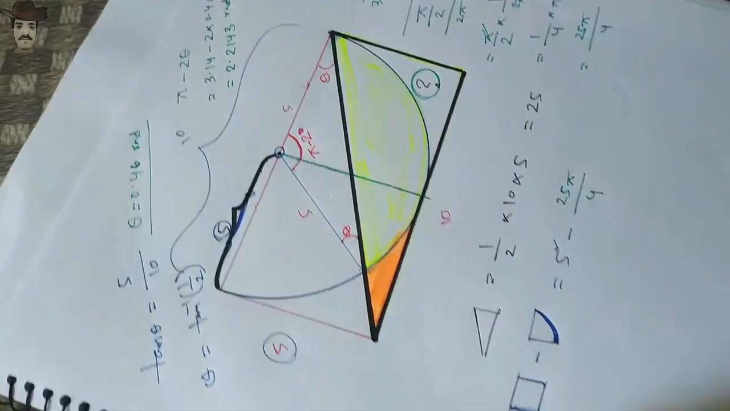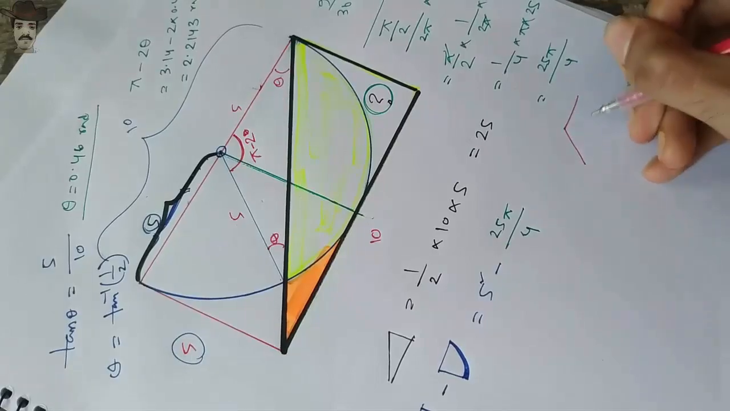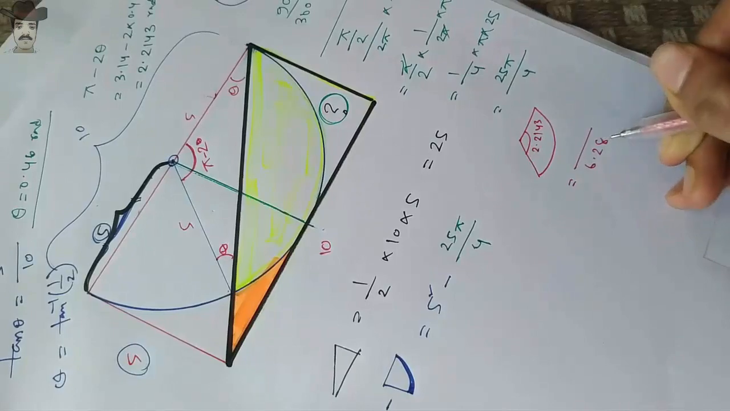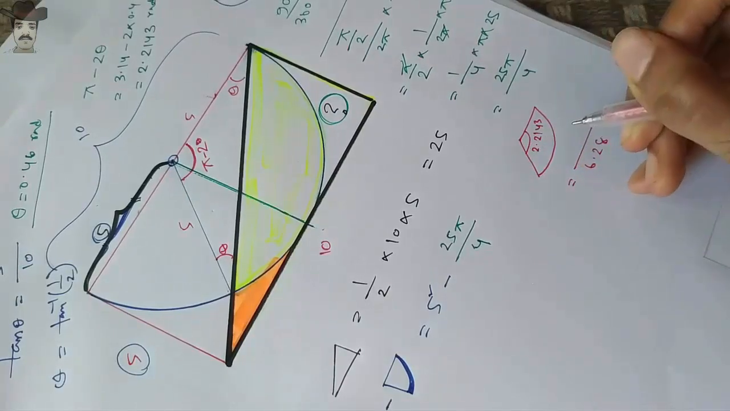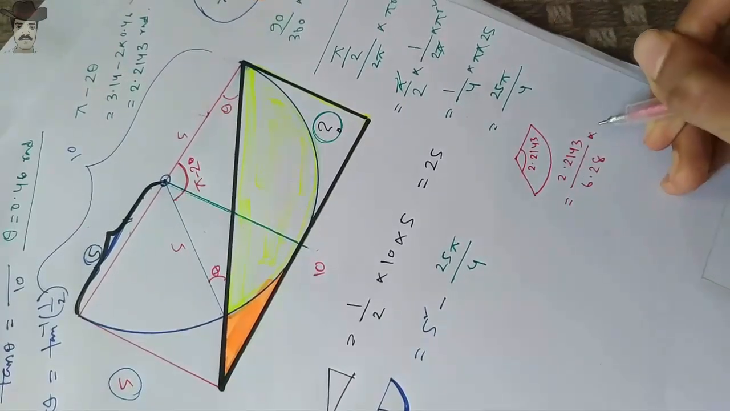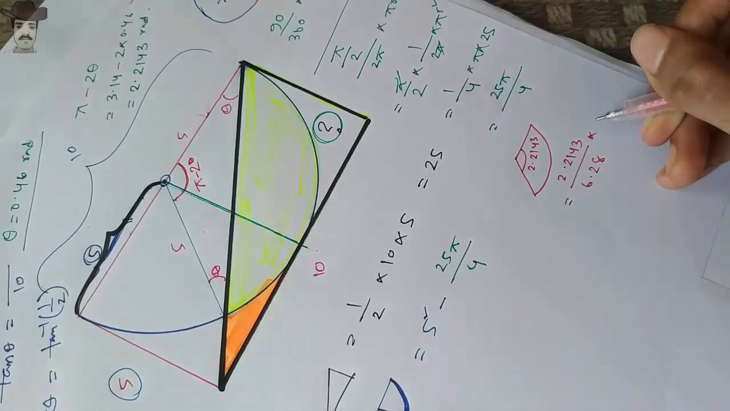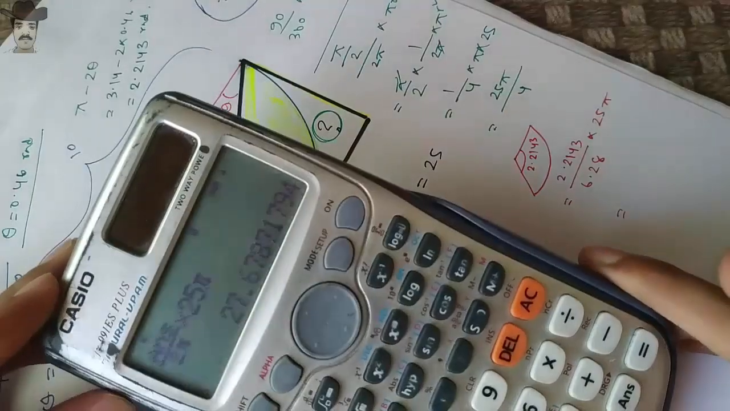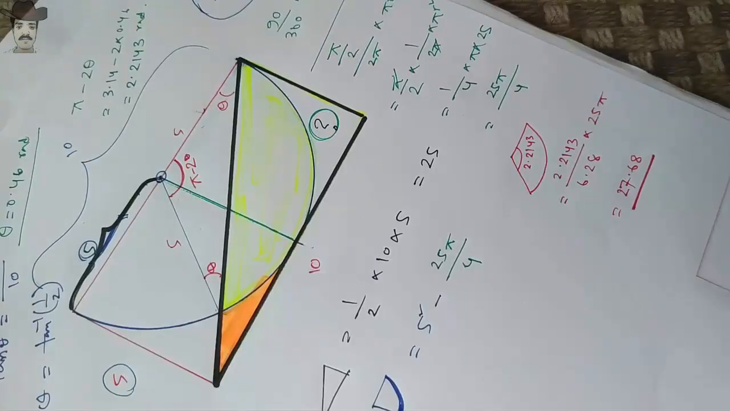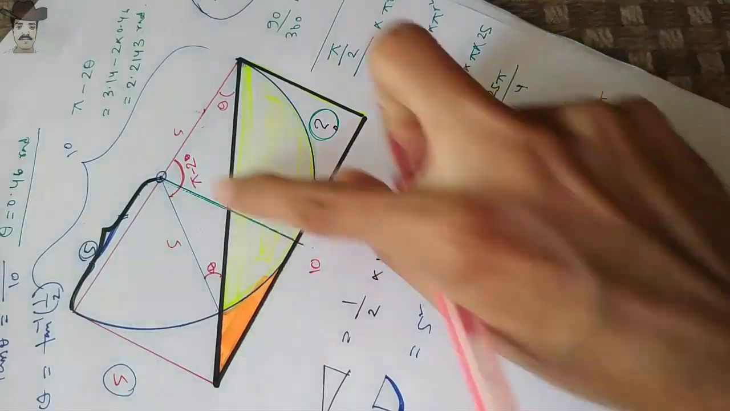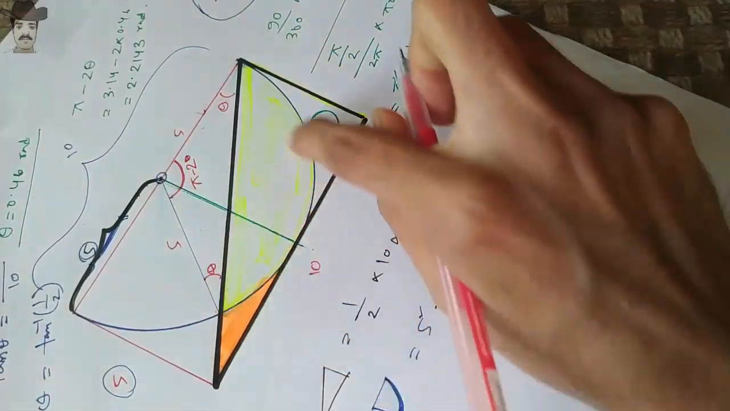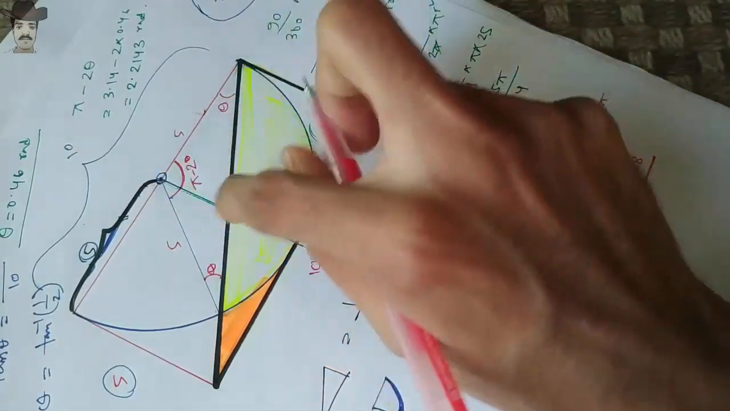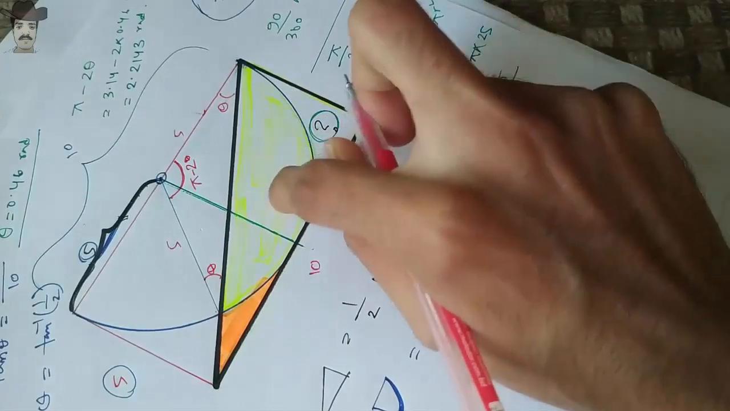This circular sector, in case of radian, the total angle is 2 pi, I mean 6.28 radian, and this angle is just 2.2143 radian. So into pi r square, which in this case is simply 25 pi. If we calculate that, 27.6 will be the area of this circular sector. Now we have to subtract this triangle from the circular sector to get this green region.